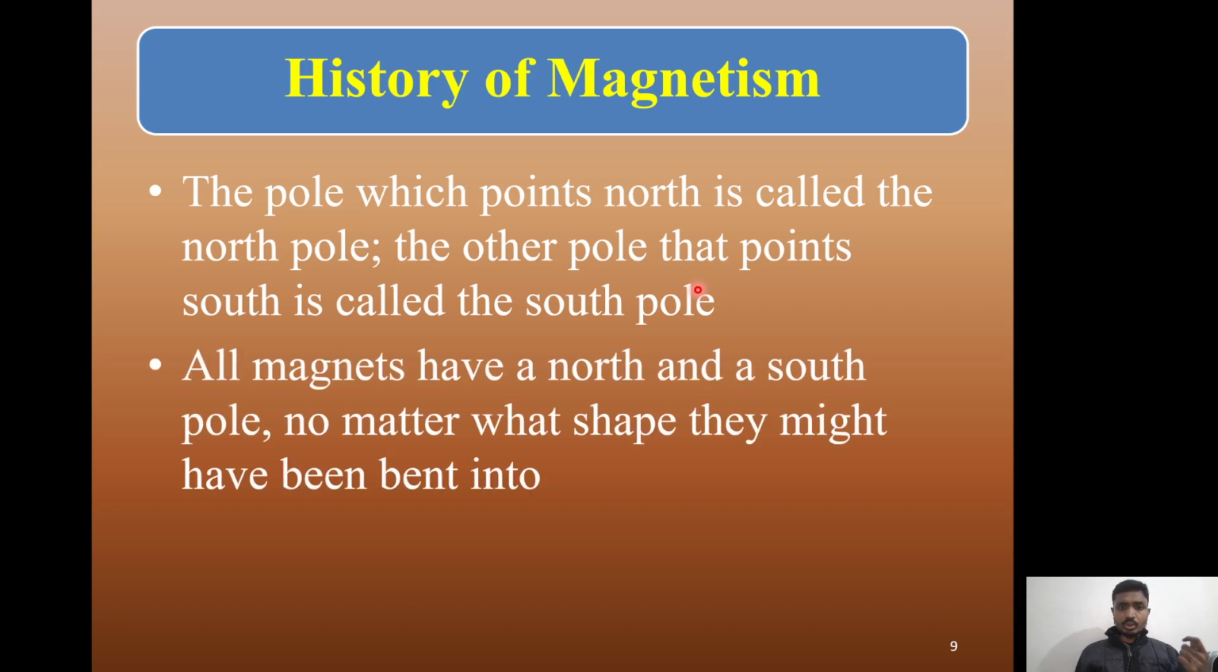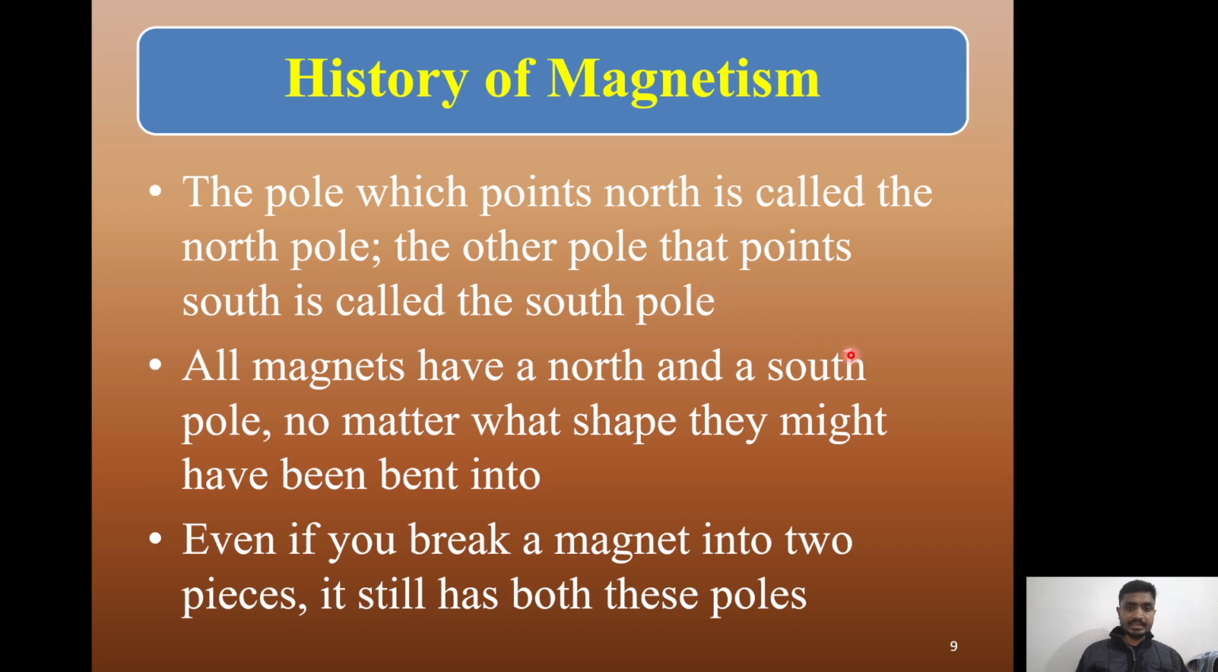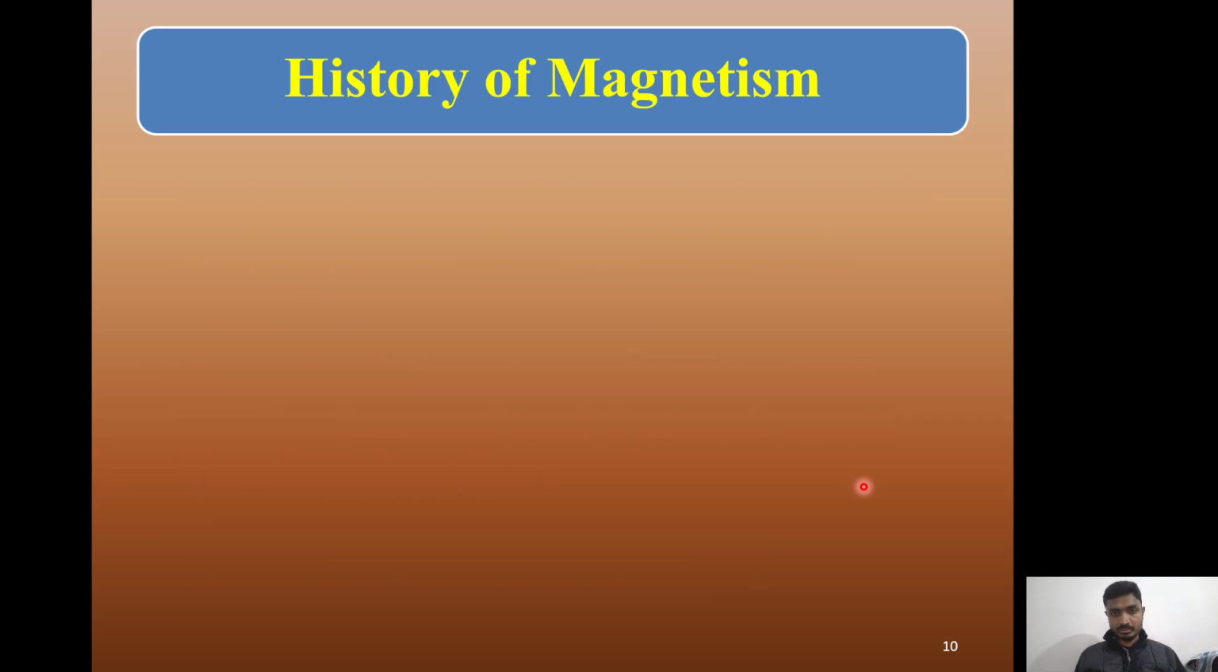All these magnets have north and south poles, no matter what their shape is. Even if you break a magnet into two pieces, in those two pieces you will have two poles, north pole and south pole. If you pick up a bar magnet and cut it into two pieces, both pieces have their own south and north poles. If you further break it down, you will have 4 magnets, and all of those 4 magnets will have their own south and north poles.